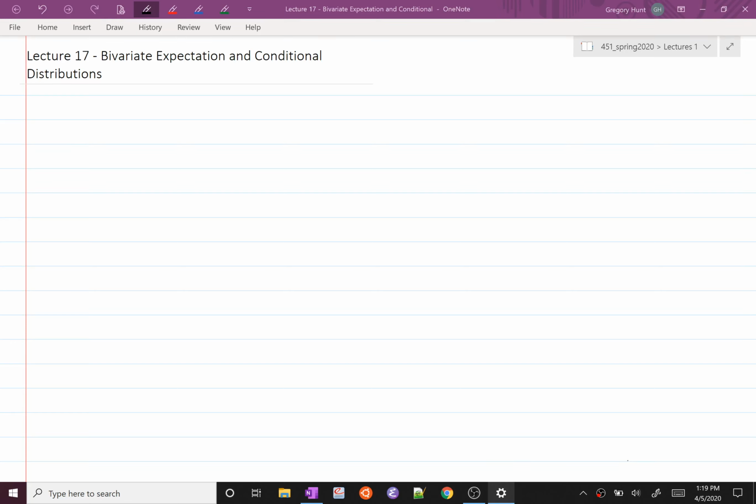So today's lecture is going to be about bivariate expectation and conditional distributions. So we'll start off with bivariate expectation. We've talked a little bit about bivariate random variables, marginal distributions, and now we can talk about what expectation means in the context of a bivariate random variable.